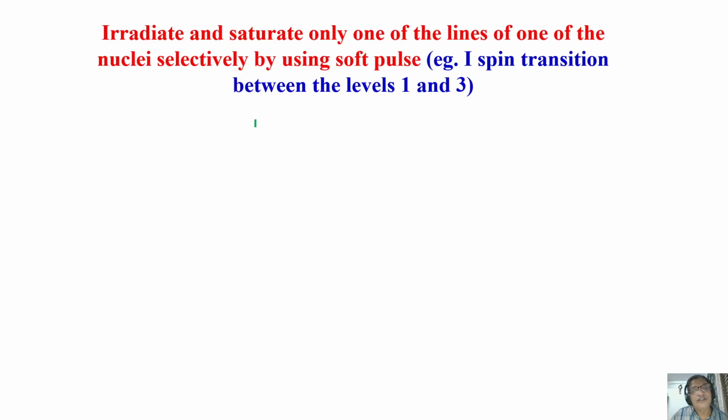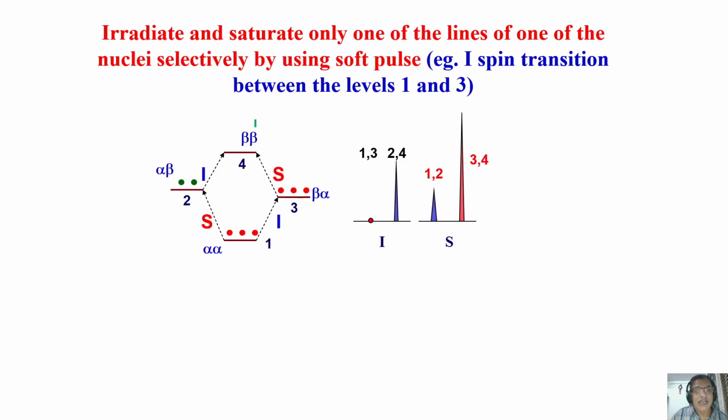Now I am going to do a trick. I am going to irradiate and saturate only one of the lines. You know what irradiation is? That's what I said, decoupling; we use decoupling, sometimes called irradiation. When I irradiate, I can saturate the spins. What do I mean by saturation? I make the population between two spin states equal.